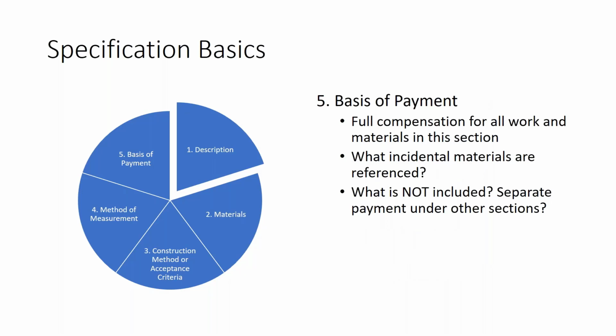The basis of payment. Usually we indicate full compensation for all work and materials in that specification section. But we also want to sometimes take care of what incidental materials are referenced. Are there any materials that are not included or that should be paid separately? All of these need to be addressed in your basis of payment.